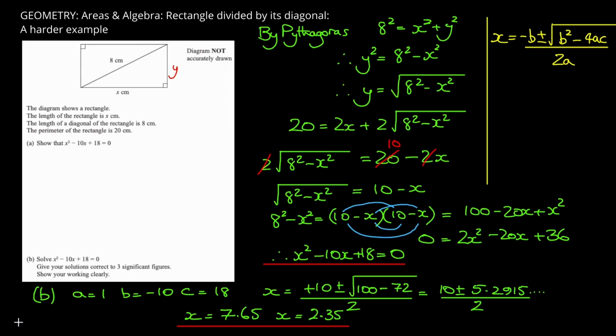You might ask, why are there 2 answers? The diagram drawn this way would certainly use x as 7.65 because the rectangle is more horizontal than it is vertical. But if you imagine another 8 centimetres with now the rectangle turned on its end, all of what we've done would still work out. And that smaller value for x would be the 2.35. That's why you've got 2 answers.